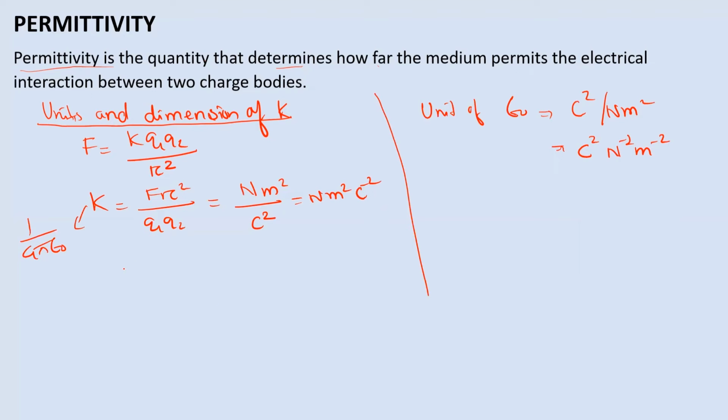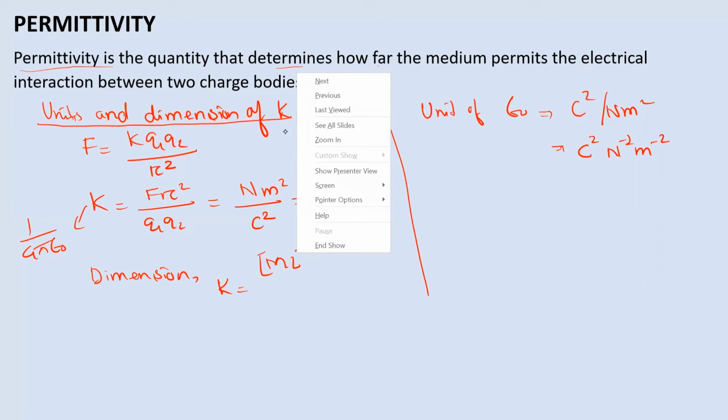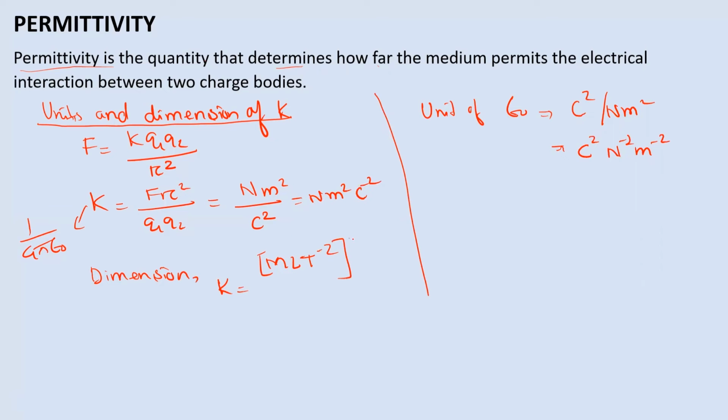Now we will see the dimension of K. For the dimension of K, it's very obvious. K is equal to, for force, you know the dimension is M L T minus 2. This is for meter, which is length, so it is L2. And in the denominator, for charge, the dimension we have already calculated is A T, and here it is a square, so you will write A T two times.